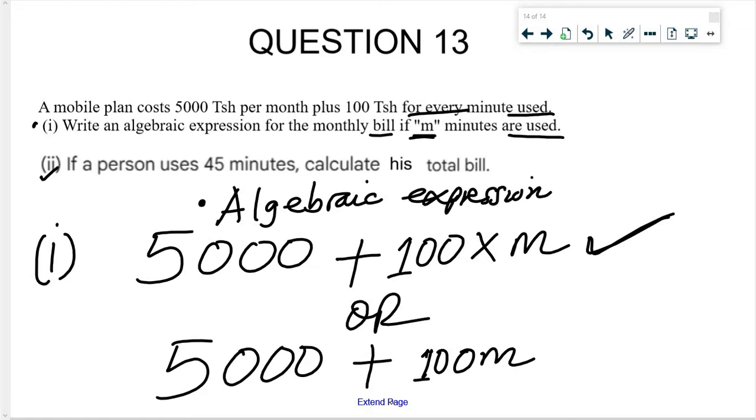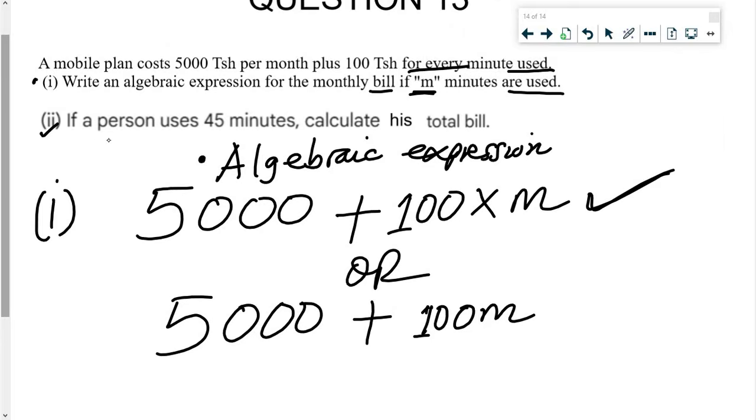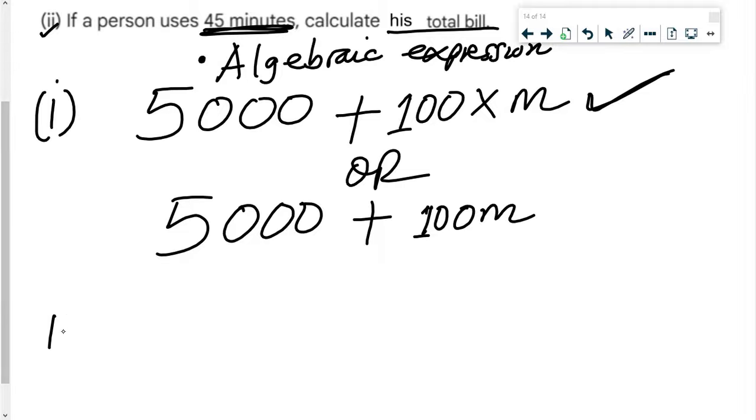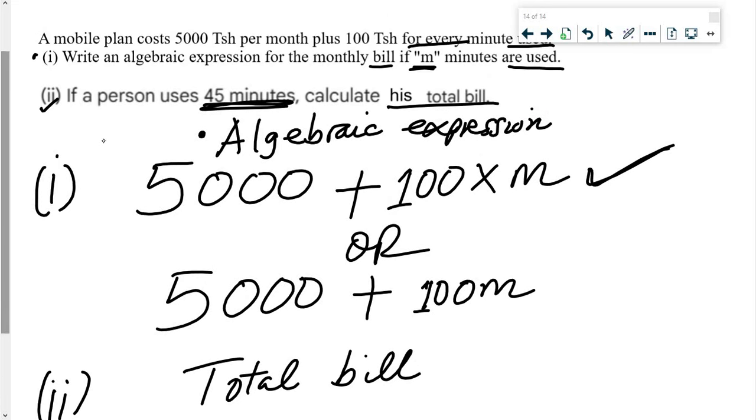Question 2. If a person uses 45 minutes, calculate his total bill. So we go back to the algebraic expression and then we find the total bill. A person uses 45 minutes. Calculate his total bill. So in that case, m will be 45.